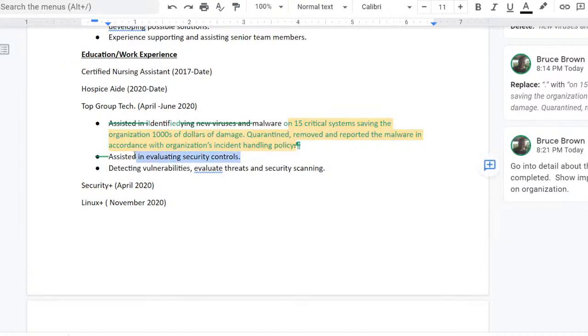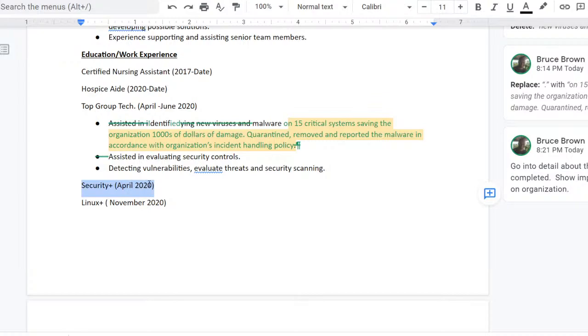You're going to do the same thing with assisted in evaluating security controls, and with evaluated threats, and conducted security scanning. This actually is like 2 or 3 different breakouts. If you go into detail about your security scanning, what scanner did you use? Did you use Nessus? How many systems did you scan? What tool did you use? What did you discover? What kind of analysis did you do? You want to go into that level of detail on your resume to show that you really did it and put as many keywords as possible.